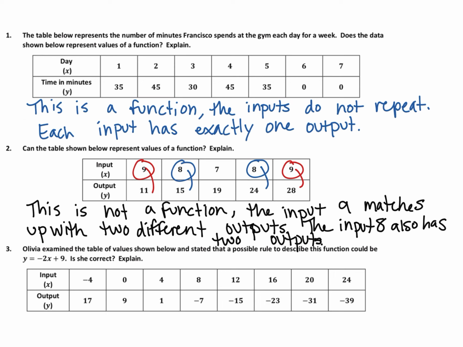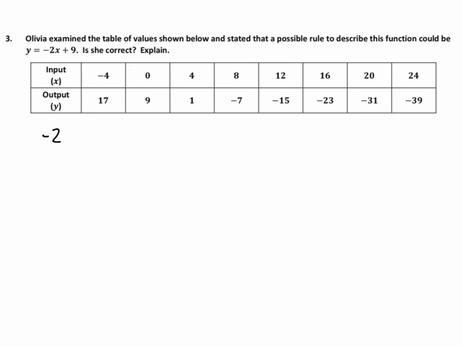Olivia examined the table of values shown below and stated that a possible rule to describe this function could be y equals negative 2x plus 9. Is she correct? Explain. If I take negative 2 and multiply it by negative 4 and add 9, am I going to get 17? Negative 2 times negative 4 is 8, and 8 plus 9 is 17.